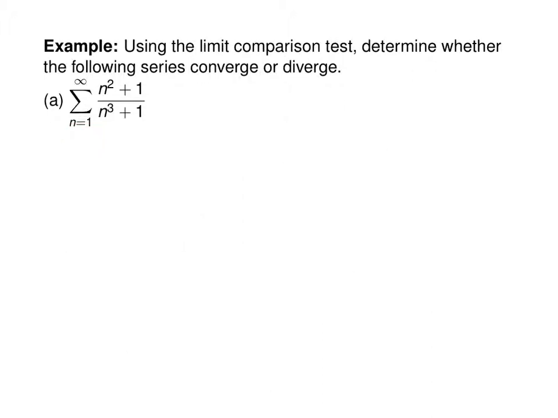Now, if direct comparison is hard to establish, you can use the limit comparison test. With this test, you choose two series, an and bn, where bn is like the one you know. So I'm going to let an equal n squared plus 1 over n cubed plus 1, and I'll let bn equal 1 over n. I get that by ignoring all the plus 1s and canceling stuff.